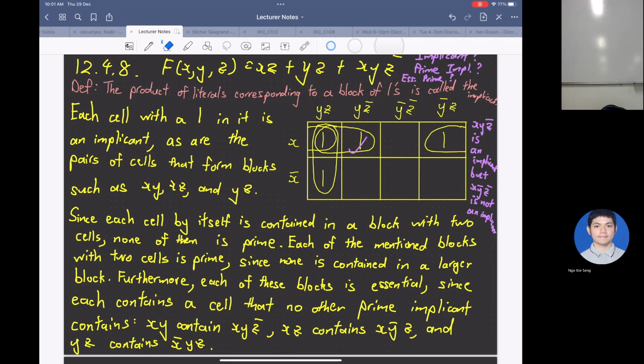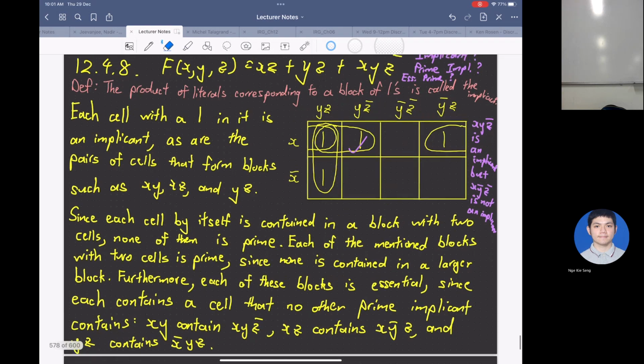But to do the K-map or the Quine-McCluskey method, QM method, we have to find the prime implicant. Why is it called prime implicant? Because it's like a prime number. All the numbers are products, and now the function is a sum of the prime implicants. So what's the definition of prime implicant? It is a block of one which is not contained in another larger block.